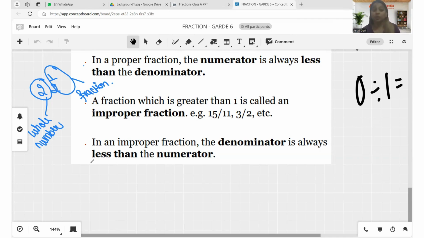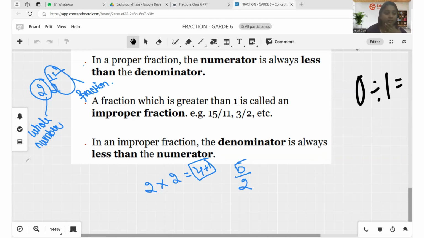Okay, now if we need to convert this mixed fraction into an improper fraction, how do we do it? So 2 into the denominator, which is 2, will make it how much? 4. Exactly. But we have 1 also here, so we add that 1 with 4. It becomes 5 by 2. Note one thing, that your denominator always remains the same.